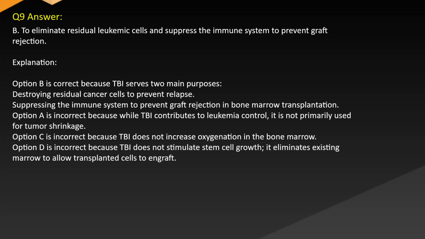Explanation. Option B is correct because TBI serves two main purposes: destroying residual cancer cells to prevent relapse, and suppressing the immune system to prevent graft rejection in bone marrow transplantation. Option A is incorrect because while TBI contributes to leukemia control, it is not primarily used for tumor shrinkage. Option C is incorrect because TBI does not increase oxygenation in the bone marrow. Option D is incorrect because TBI does not stimulate stem cell growth. It eliminates existing marrow to allow transplanted cells to engraft.